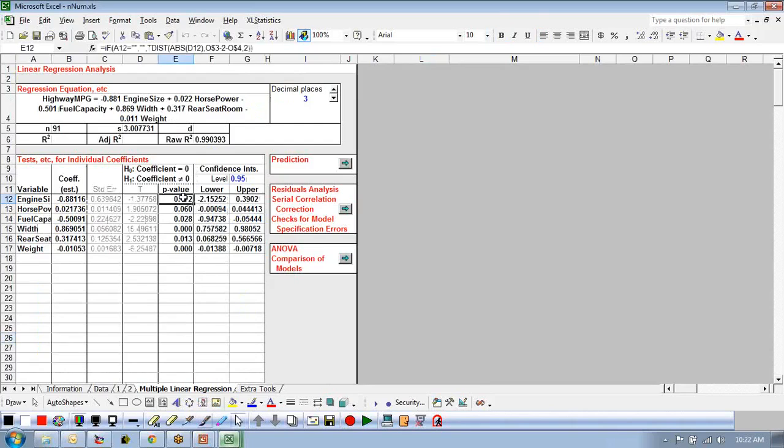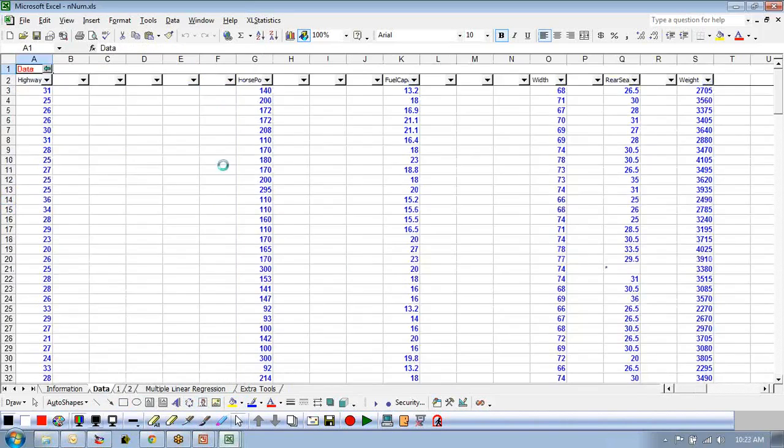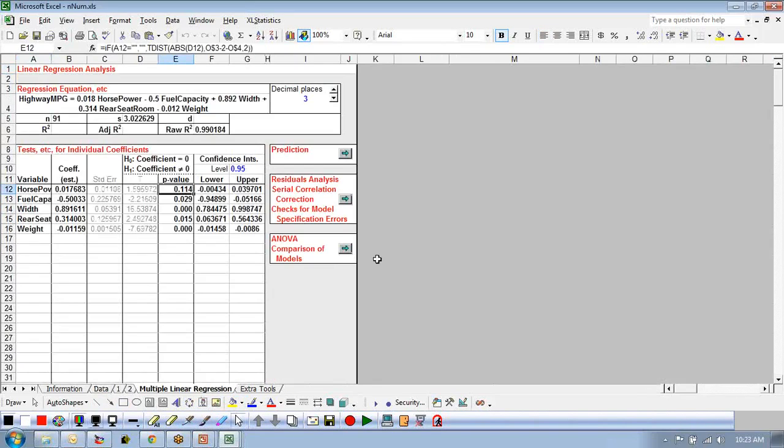See that? And now if I take out engine size, I have to go back to data, take out engine size, etc. And I'm simplifying this as I go ahead and do that. All right, so that's one way of doing it.